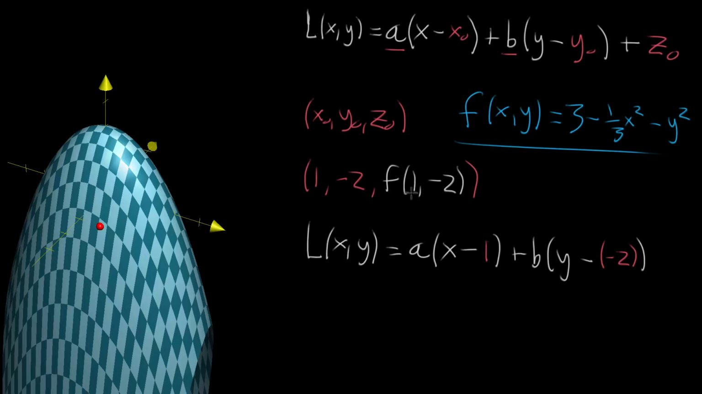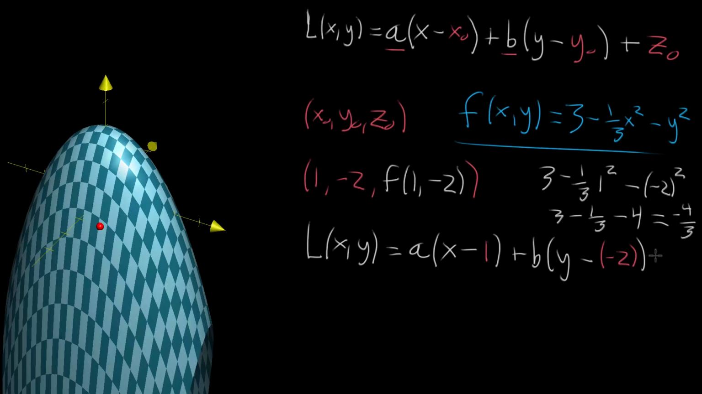Let's just go ahead and evaluate that. Let's plug in 1 and -2. So if we go up here and plug in, that would be 3 minus 1/3 of, if x equals 1, 1 squared, so that's 1/3 times 1 squared, minus, and then y is -2, so that will be minus -2 squared. So that's 3 minus 1/3 minus 4. So the whole thing is equal to, let's see, 3 minus 4 is -1, minus another third is -4/3.